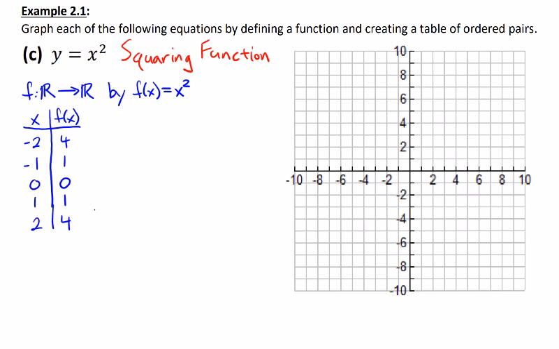The plotting of these points is going to give a very different shape than what we've seen with the constant function and the identity function. You can see that it doesn't form a straight line. It has a couple of points that we've marked in the first quadrant, a couple of points in the second quadrant, and then it has the origin.